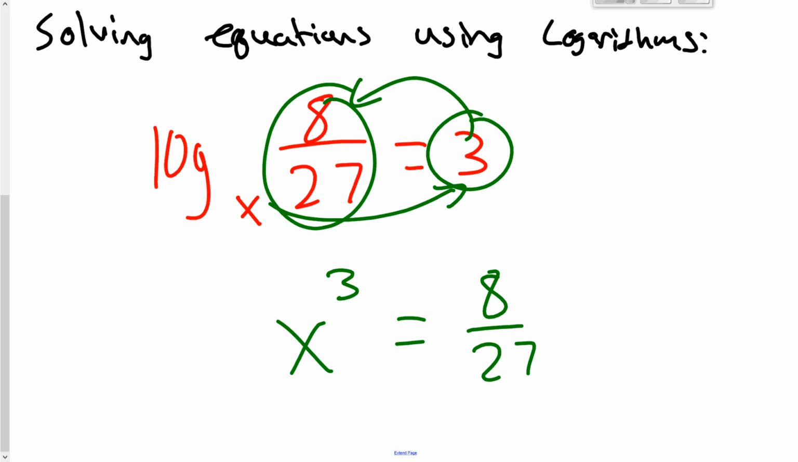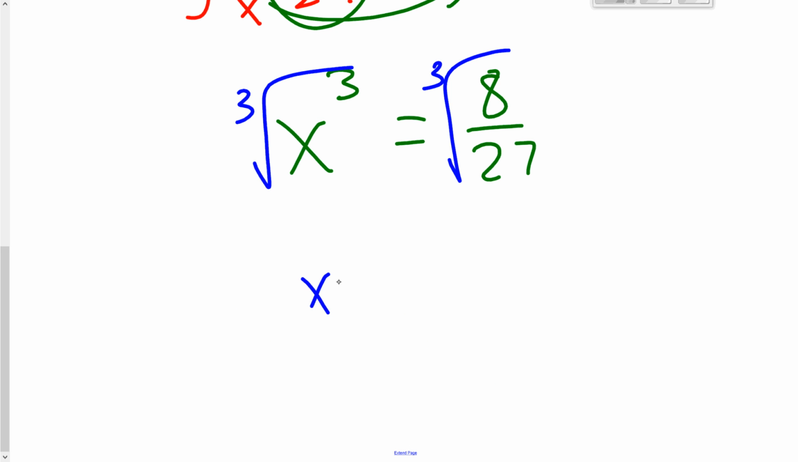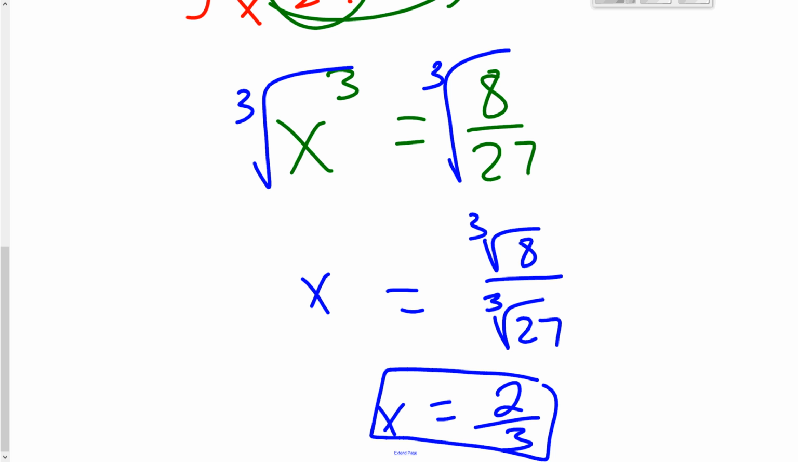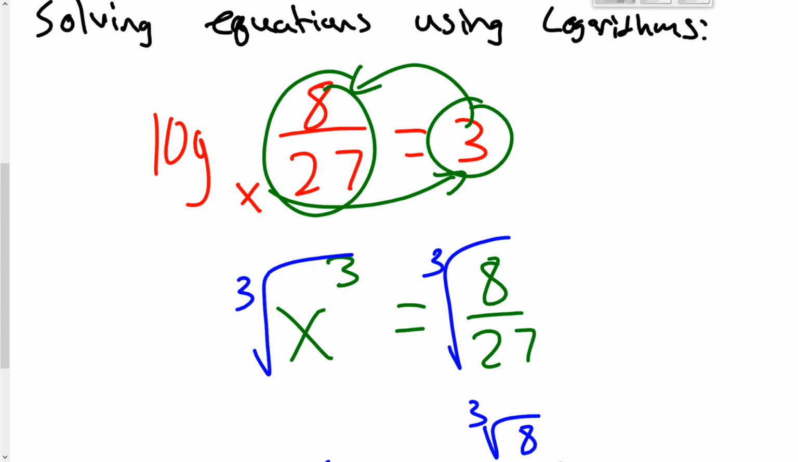And so now we can go ahead and solve this. We can get rid of the cube by cube rooting both sides. And when I cube root this side to the right, that means I'm taking the cube root of 8 over the cube root of 27. Cube root of 8 is 2, and the cube root of 27 is 3. So my answer is 2/3.